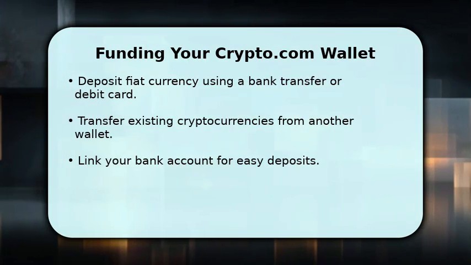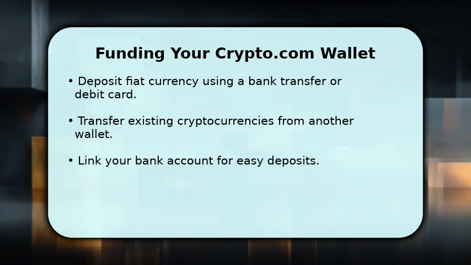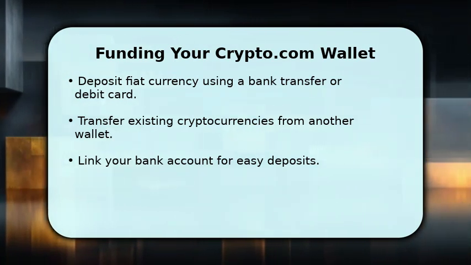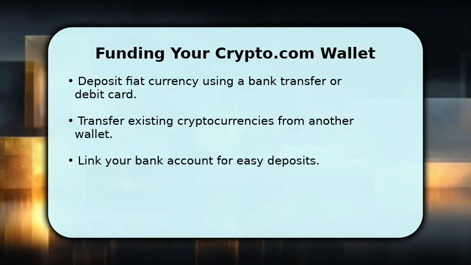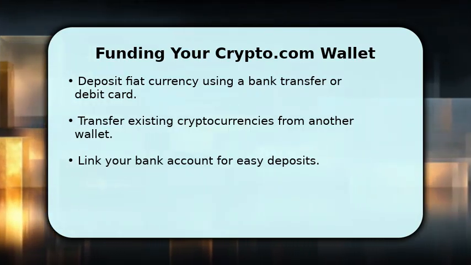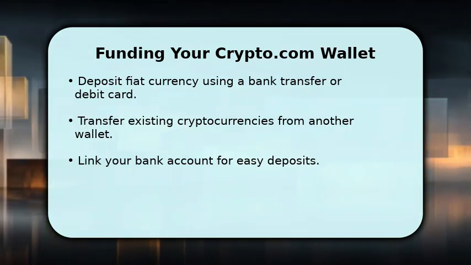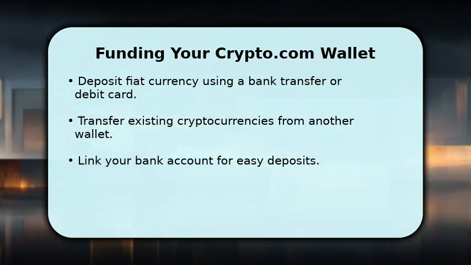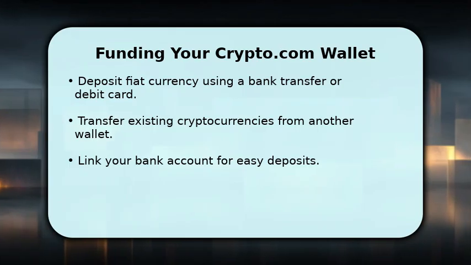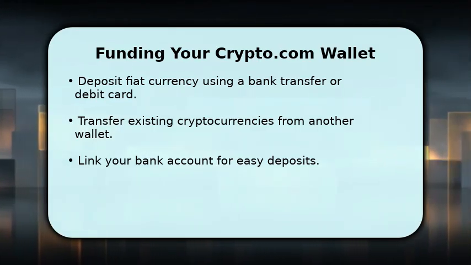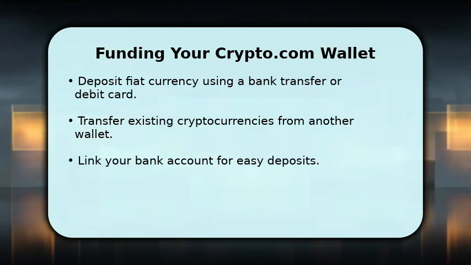Once your account is set up, you'll want to fund your wallet. You can deposit fiat currency, like US dollars, directly using a bank transfer or by linking a debit card. Alternatively, if you already own cryptocurrencies, you can transfer them from another external wallet into your Crypto Calm wallet. Linking your bank account makes future deposits much smoother.